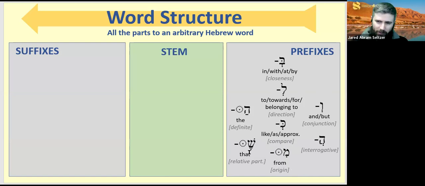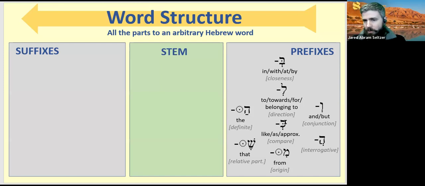There are 4 prepositions that will prefix onto the following word. You've probably seen these before. Be denotes some kind of closeness, whether it's in, at, with, by, even against. Le shows intention or direction. So to or towards, or maybe something is for somebody, it's intended for somebody, or it belongs to somebody. Lamed can do all of that.